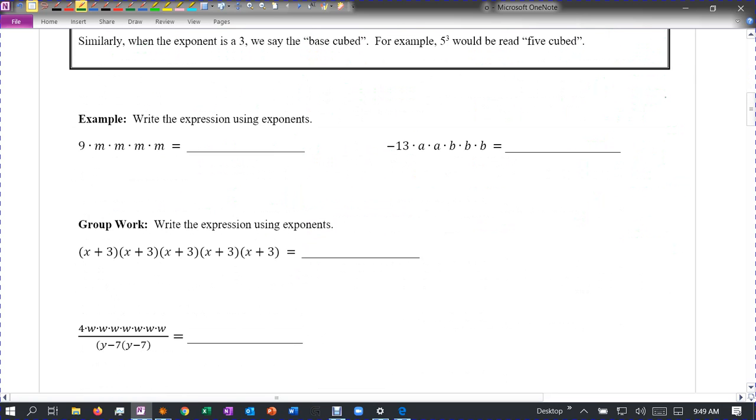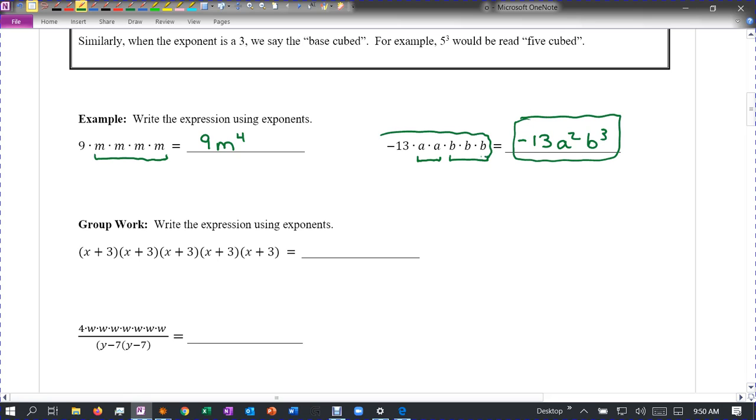Okay, so we're going to practice writing some exponents down here. So we have the number 9 that's being multiplied times m, multiplied times itself 4 times. So we're just going to write m to the 4th. Here we have negative 13, and then that's being multiplied by a, being multiplied twice, so a squared, and then b 3 times, so b cubed. So this is just a condensed notation, a short way of writing this, because it would be tedious to have to write out each one of those a's and each one of those b's.